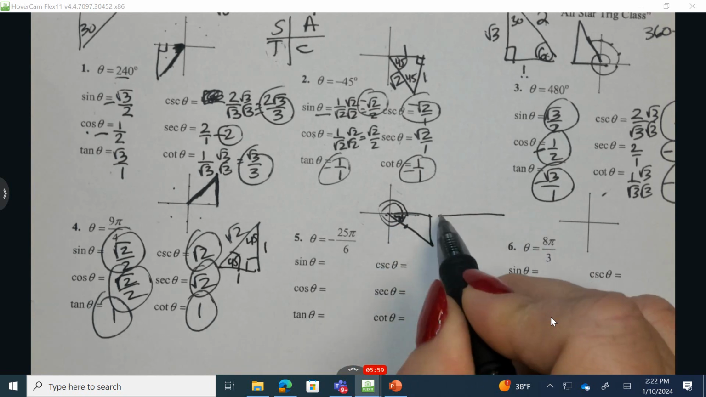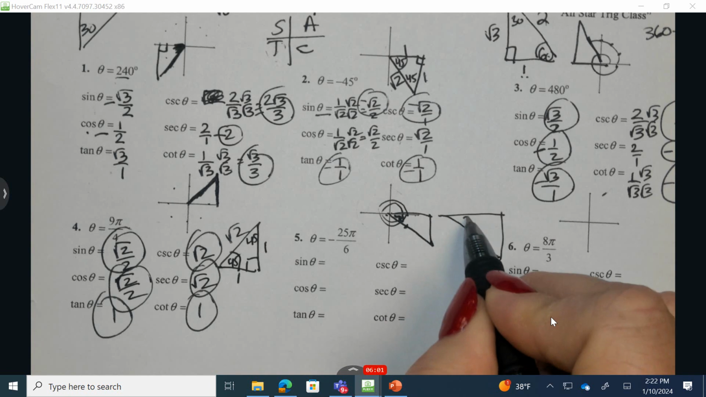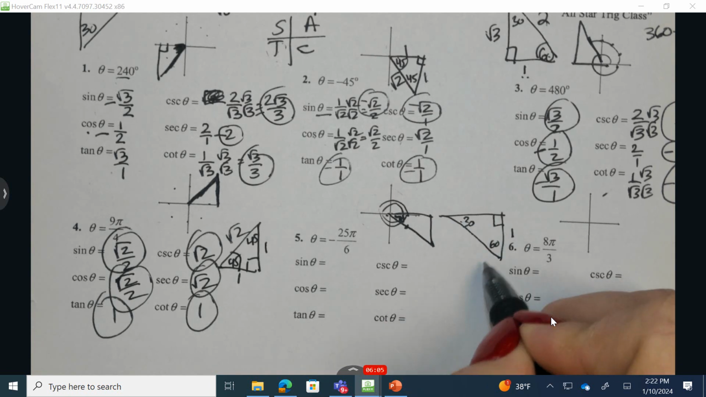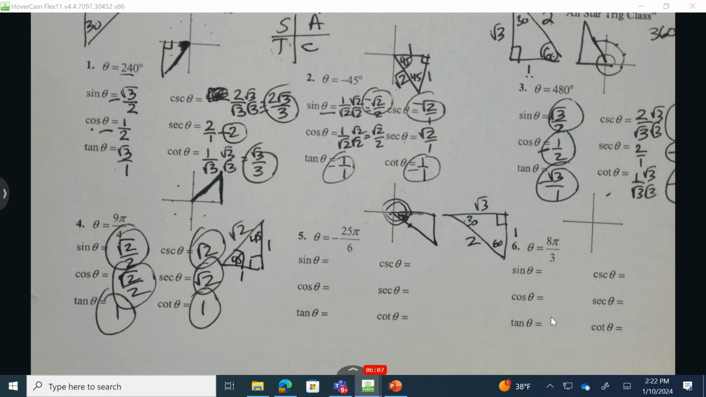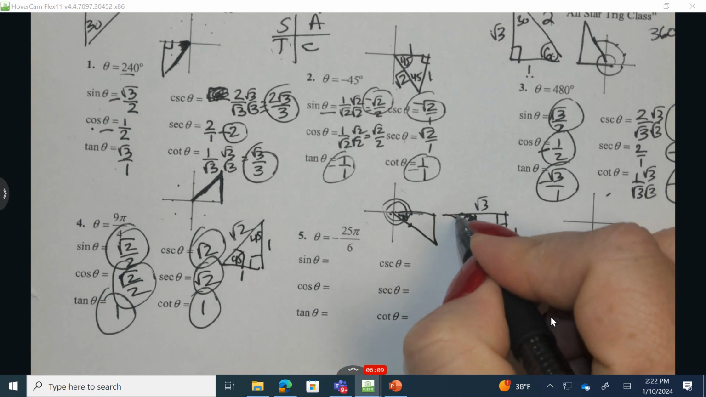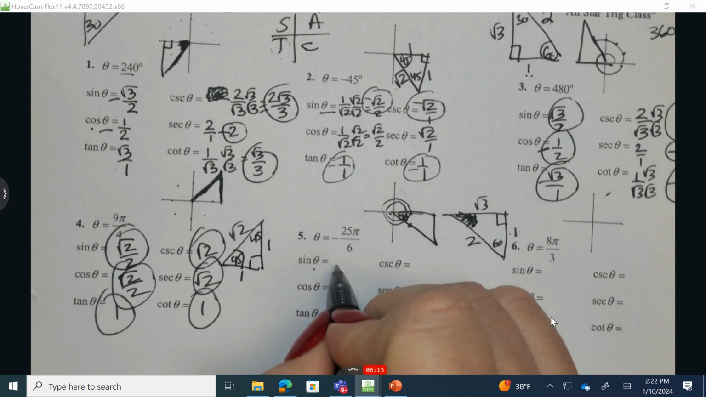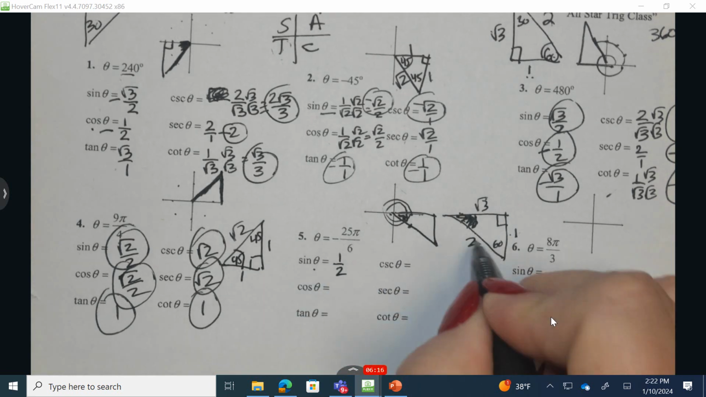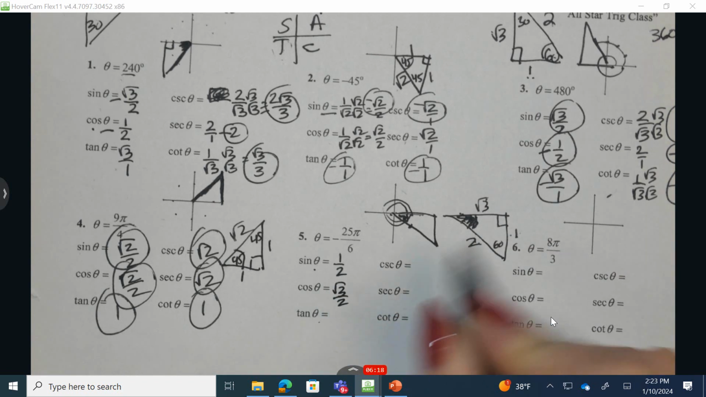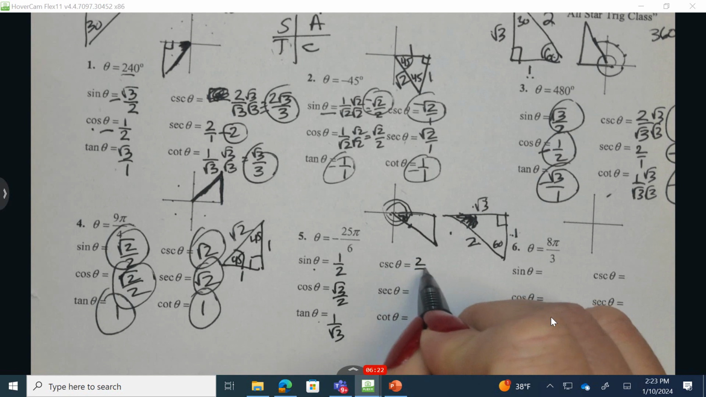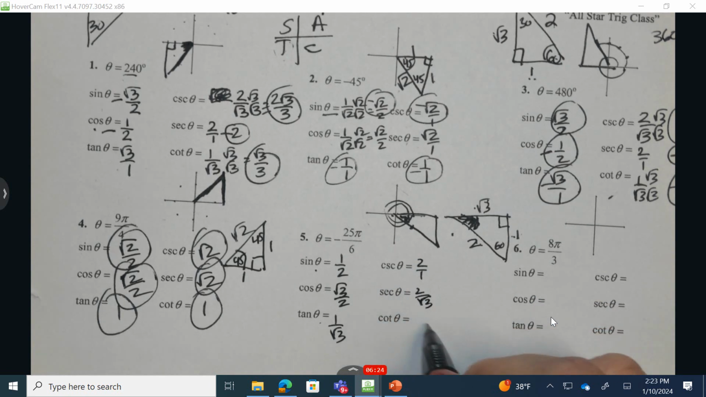Let me draw that triangle again. This is 30, this is 60. Opposite of 30 is 1, opposite of 60 is radical 3, and this is a 2. This is the angle that I'm looking at. So the sine is opposite over hypotenuse, so 1 over 2. Cosine is adjacent over hypotenuse. Tangent is opposite over adjacent. And now I'm going to flip them, 2 over 1, 2 over radical 3, and radical 3 over 1.